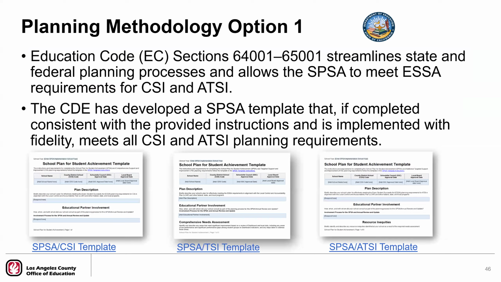Okay, so now let's review the three options that LEAs have to support their schools in CSI, TSI, and ATSI planning. Option number one is using the templates provided by the CDE. So the CDE has developed SPSA templates that, if completed consistent with the provided instructions, and of course implemented with fidelity, well, they meet all the CSI, TSI, and ATSI planning requirements. We want to again highlight the importance of adhering to the accompanying instructions to ensure compliance with federal program planning requirements. The links to the three templates are included on this slide for your reference.